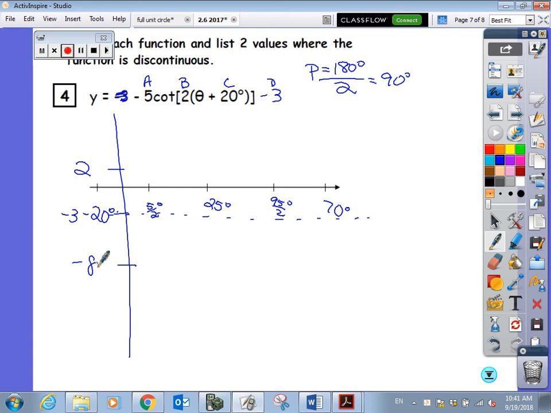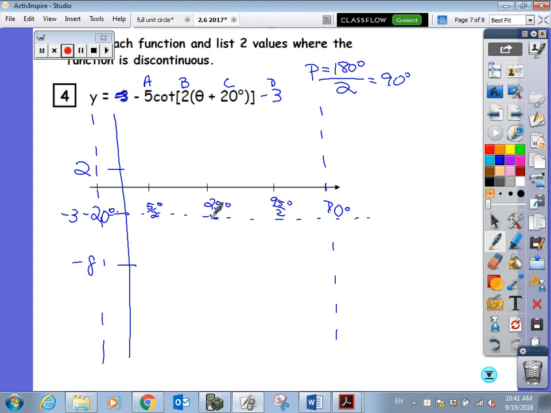those 3 values right there, the easier it is to graph. The further away they are, the easier it is to kind of snake through those points correctly. Then we have asymptotes. Again, negative tangent or cotangent of 70 is not undefined, but negative 5 cotangent 2 times 70 plus 20 degrees, that is undefined. We plug in 70, 70 plus 20 is 90, times 2 is 180. Cotangent of 180, x over y, undefined.